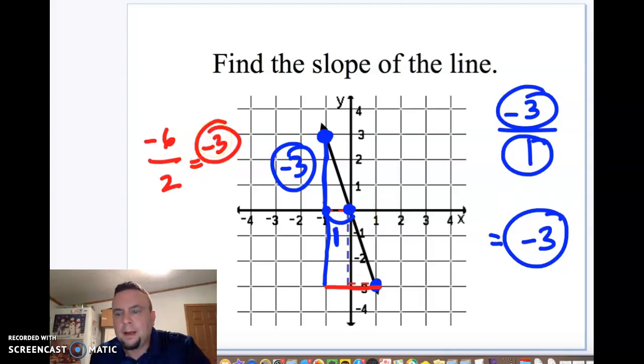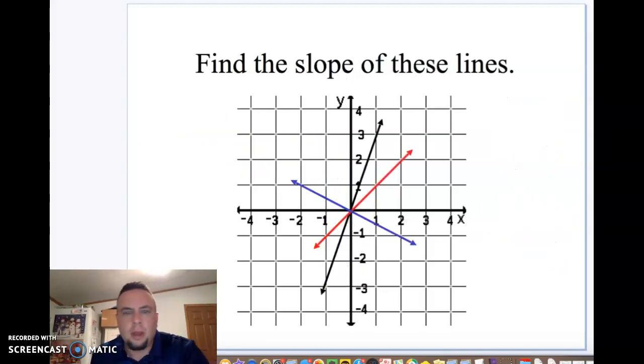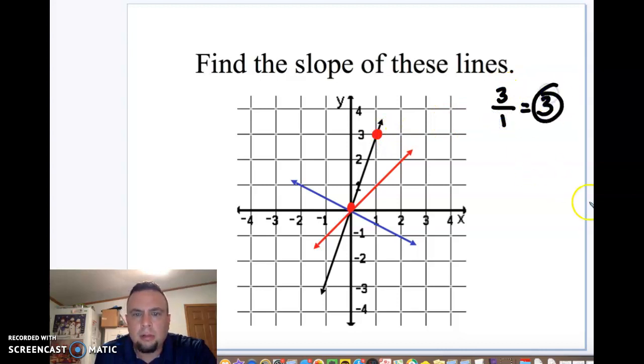All right? So here we go. Now, find the slope of these lines. We did a few already. Let's do them real quick here. That's a good point. That's a good point. So this black line right here, up 1, 2, 3 over 1. So up 3 over 1. 3 over 1 equals 3. That's the black line. 3.